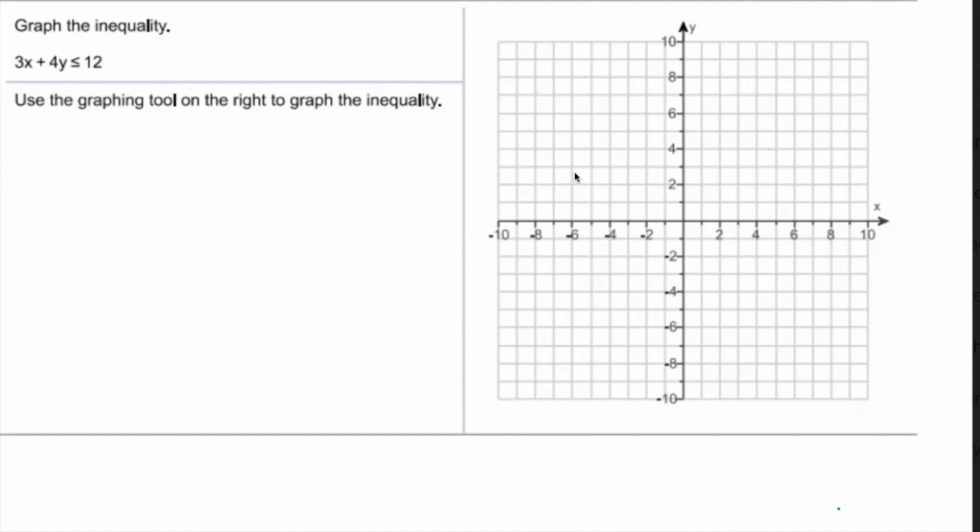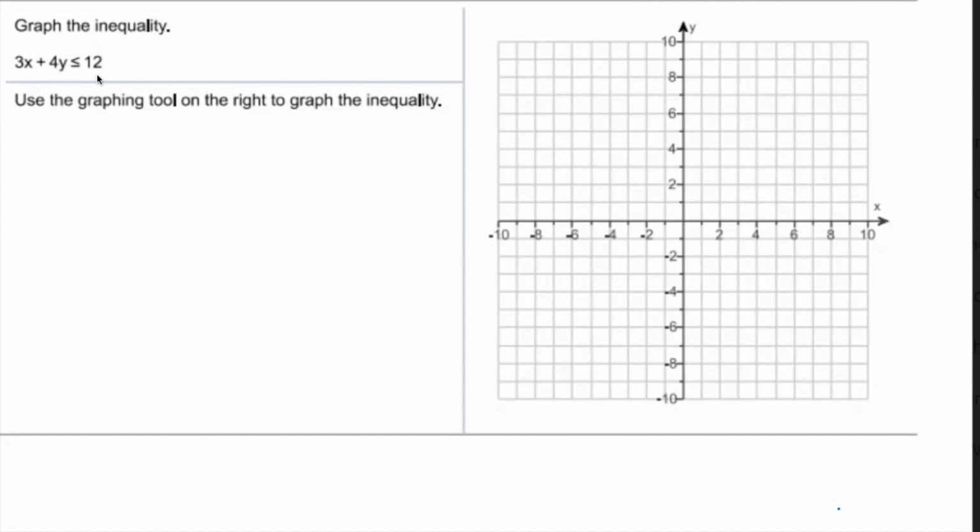In this video, I am going to show you how to graph linear inequality. Here we have a problem: 3x plus 4y less than or equal to 12. First of all, we have to solve for y.